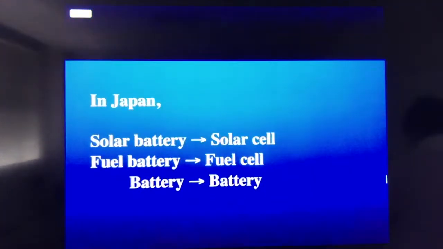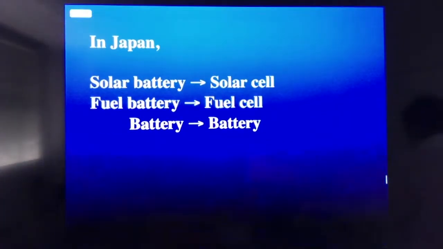Batteries in use nowadays is something like that. In Japan, this is an issue of the world.